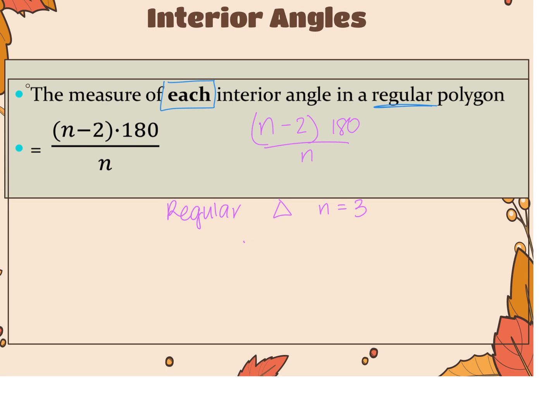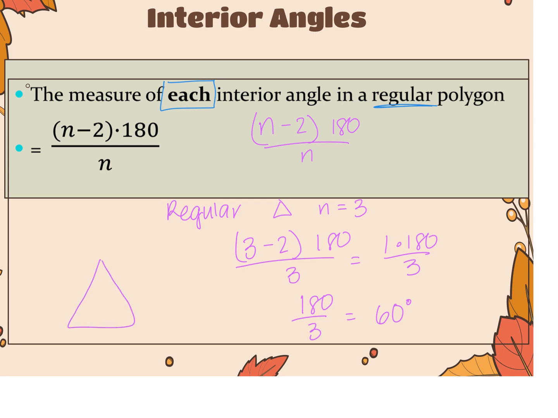So plugging it in, I'm going to have 3 minus 2 times 180 divided by 3. That's going to give me 1 times 180 divided by 3. I'm going to get 180 divided by 3, and that's going to give me 60 degrees. So that means for my regular triangle, each interior angle is going to be 60 degrees.